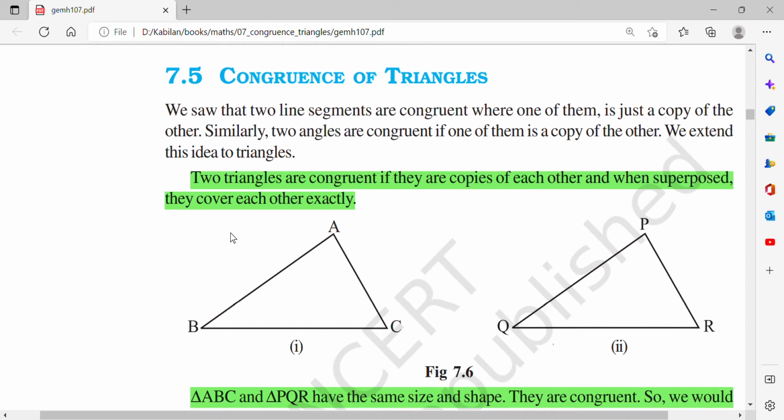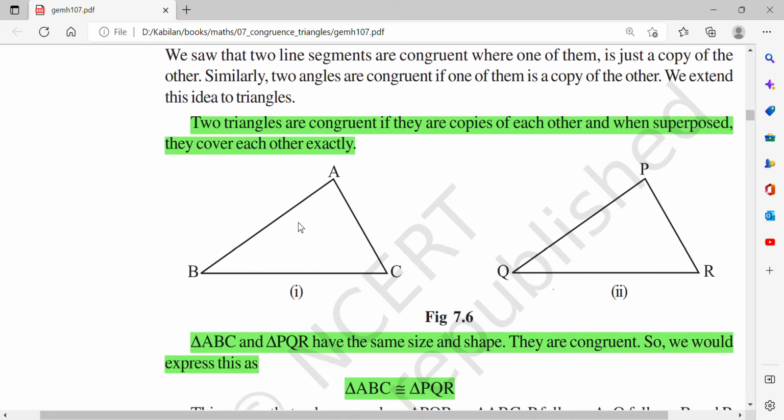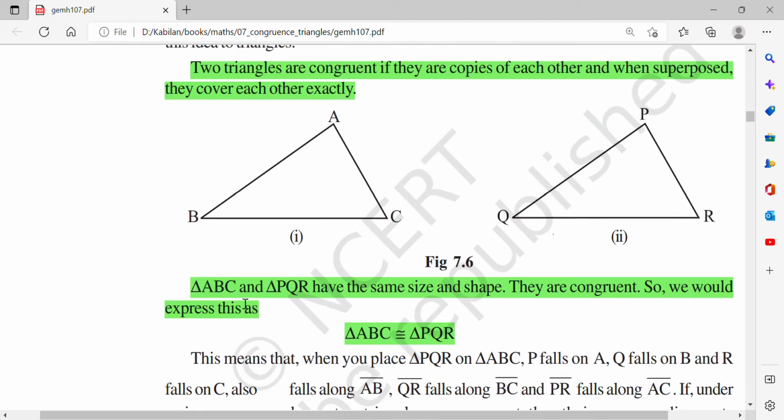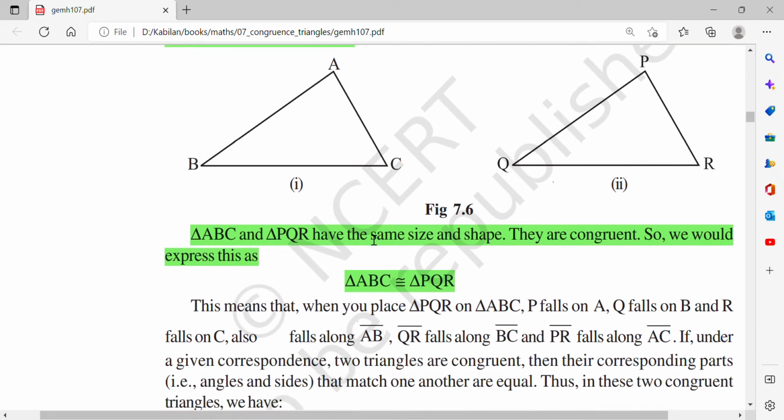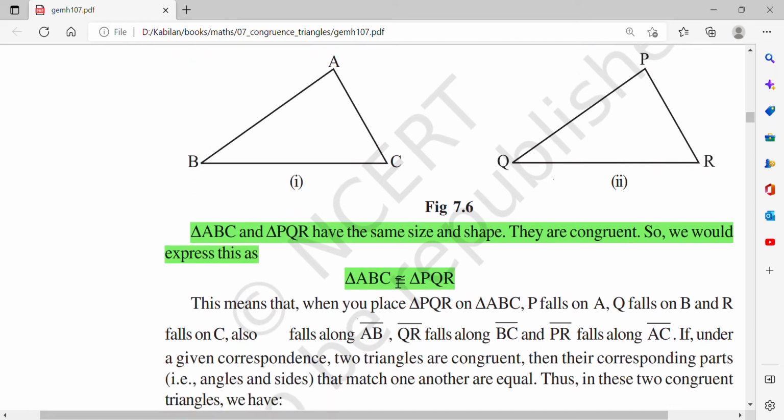Congruence of triangles. Two triangles are congruent if they are copies of each other, and when superimposed, they cover each other exactly. So this triangle 1 and this triangle 2 are congruent. All the sides are the same. Triangles ABC and PQR have the same size and shape. They are congruent. So when two triangles are congruent, you write like this: triangle ABC is congruent to triangle PQR.